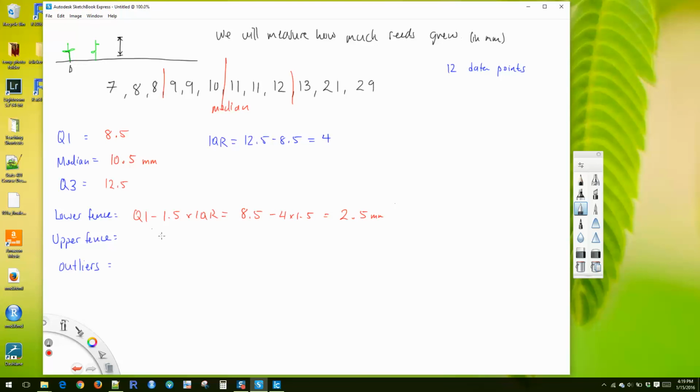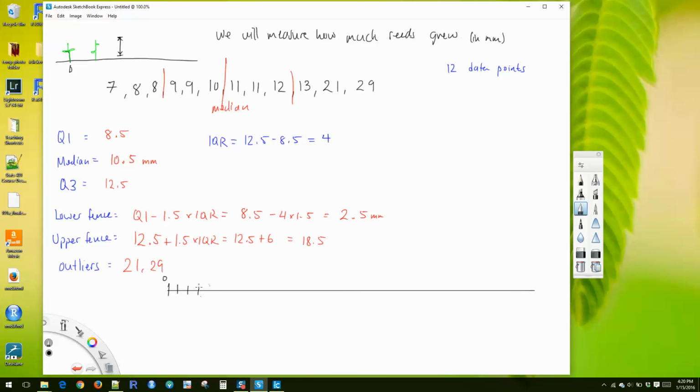And the upper fence would be 12.5 plus 1.5 times the IQR. So I have 12.5 plus 6. This takes me to 18.5. So 21 and 29 would be considered outliers. All right, so my box plot would thus look something like this.